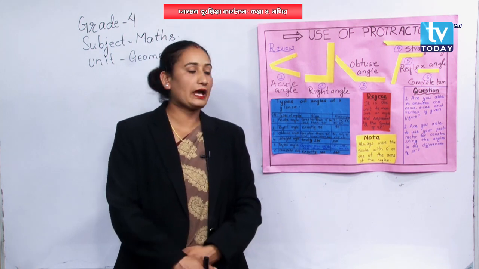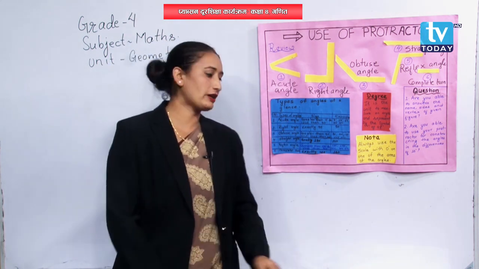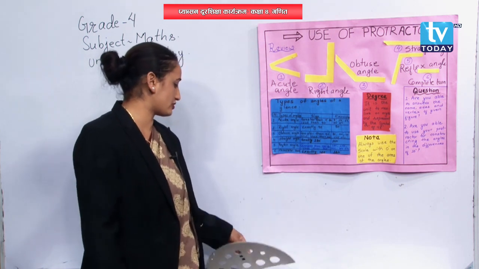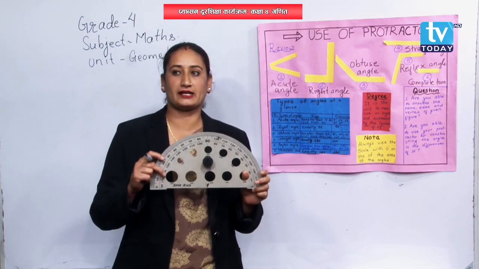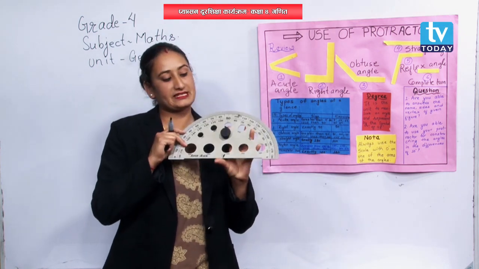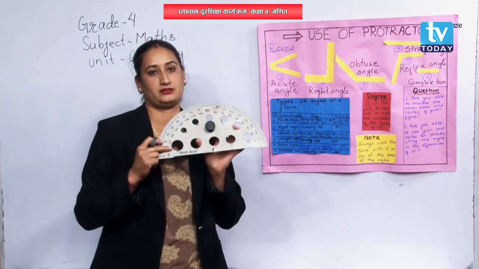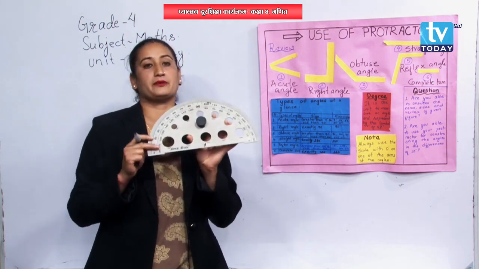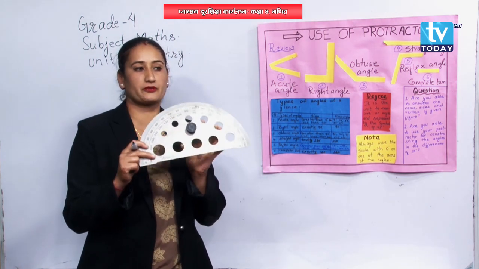Okay, now let's move to another thing. Do you have a protractor in your hand? Yes, do you have a protractor in your hand? If you don't have one, please get it fast. I have a protractor in my hand. See, this is my protractor. Okay, observe this protractor very carefully. Are you observing the protractor?